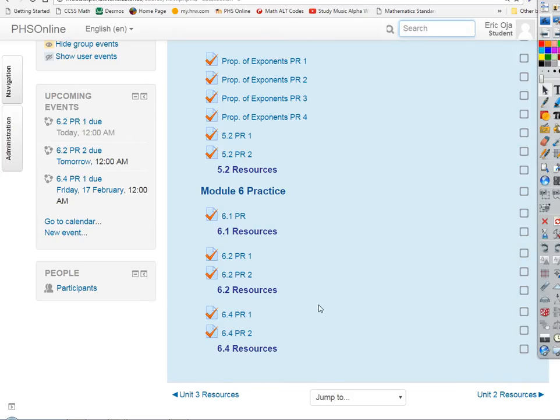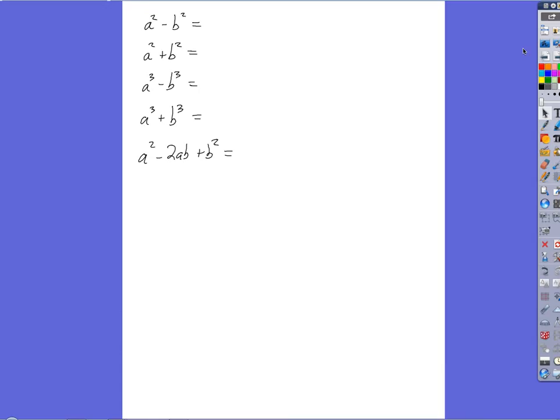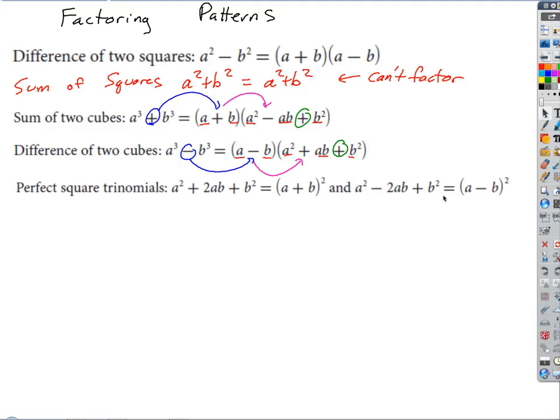All right, so I want to take a quick look at a couple things here. See if you can, do you remember what these patterns are? Take a quick look at those, and then I'm going to see if you can write them down without looking.